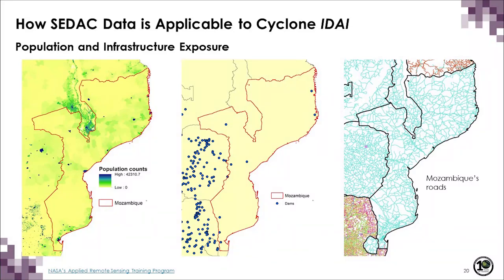How is CEDAC data applicable to Cyclone Idai? One application is to map or locate population and infrastructure to explore and evaluate exposure using GPW4, GRAND, and GRoads. On the left is the distribution of population counts for Mozambique in 2015, showing that Idai's landfall area is between densely and moderately populated area for Mozambique. The center map shows the distribution of dams, with at least two dams in Mozambique in the path of the storm. Finally, the map to the right is from GRoads and displays the road density in Mozambique, including the affected area.